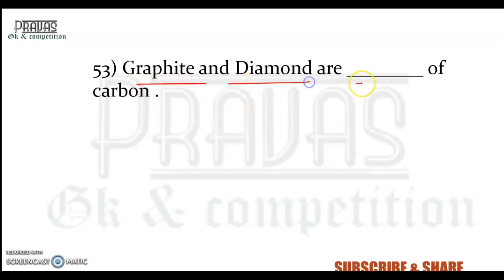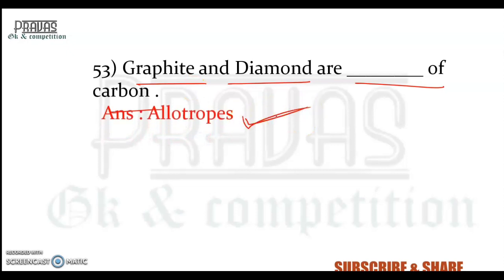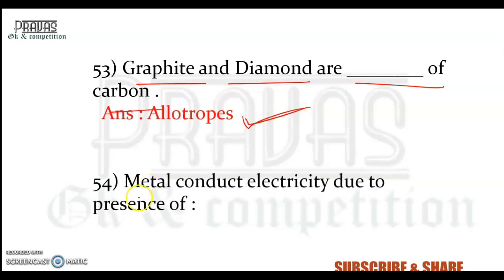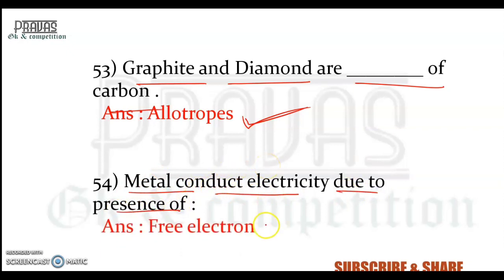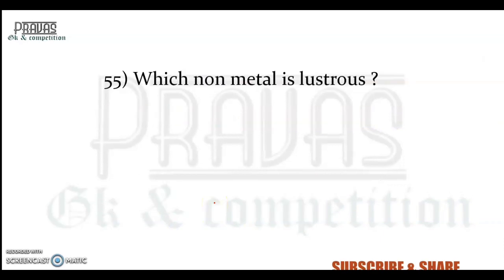Graphite and diamonds are allotropes of carbon. Metals conduct electricity due to the presence of free electrons. Remember, metals conduct electricity due to the presence of free electrons.